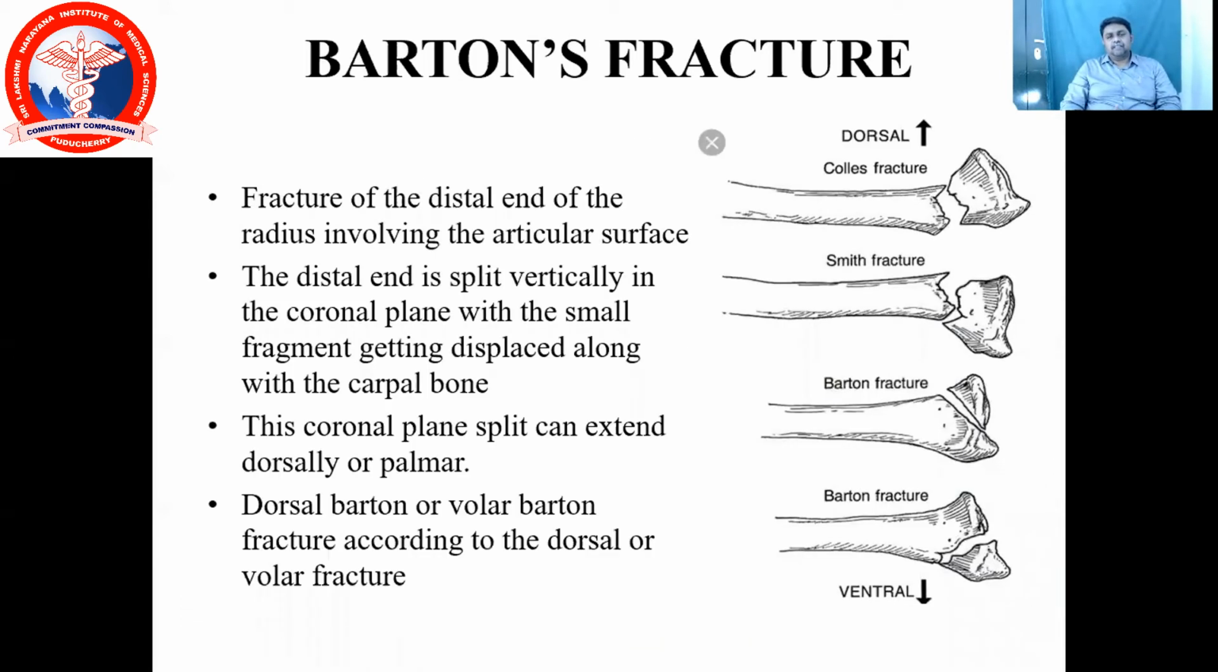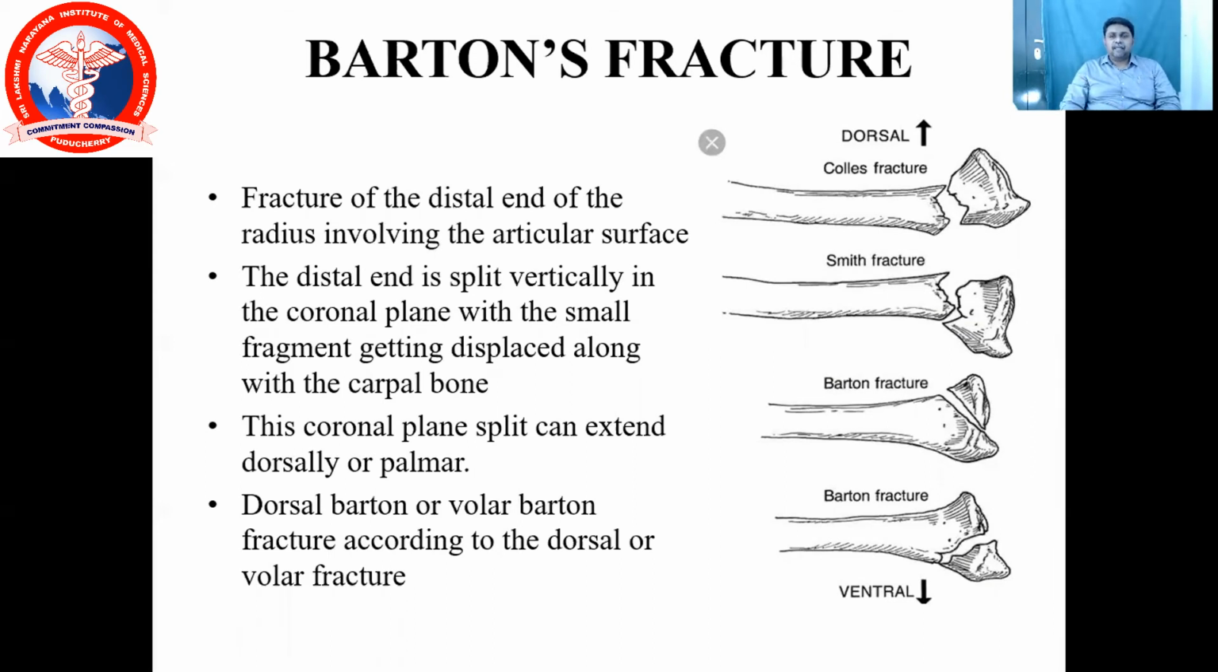Barton's fracture. The next entity is called the Barton fracture. This fracture of the distal end of the radius involves the articular surface. It is a fracture where the distal end is split vertically in the coronal plane, with a small fragment getting displaced along with the carpal bone. This coronal plane split can extend dorsally or palmar.